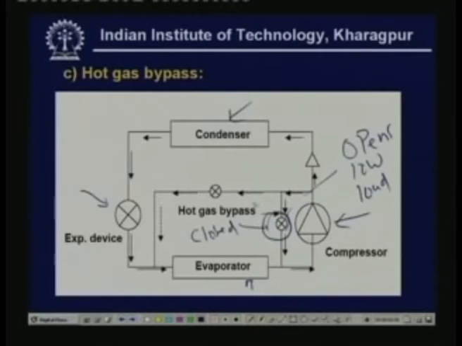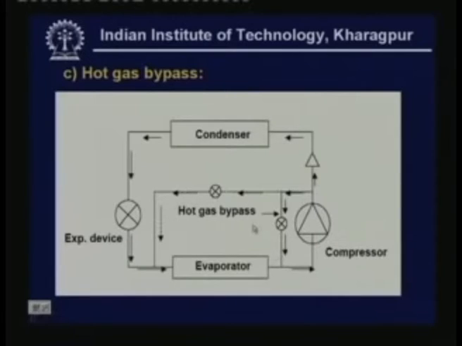When this valve opens, what happens? As you can see, some of the refrigerant, instead of going to the condenser, expansion device and evaporator, is bypassed and it comes back to the compressor inlet itself. That means it will be cycling at this point itself. It does not go through the rest of the circuit. As a result, the refrigerant flow rate through the compressor remains constant, but the refrigerant flow rate to the evaporator is reduced. As a result, the evaporator capacity reduces, which matches the lower load. So this is the principle of hot gas bypass.